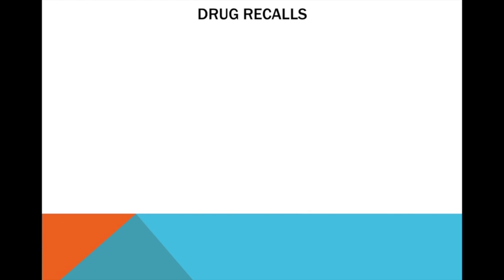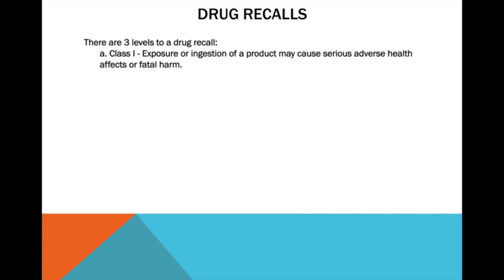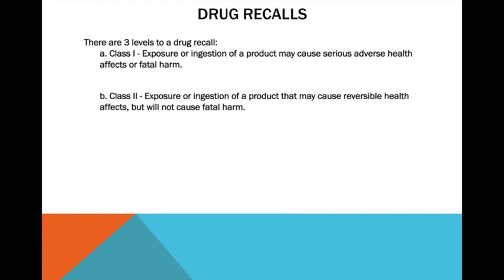Drug recalls. There are 3 levels to a drug recall. Now, this is going to be important. I do remember this being on a test, so I would recommend knowing these. Class 1 drug recall is the exposure or ingestion of a product that may cause serious adverse health effects or fatal harm. Class 2 is the exposure or ingestion of a product that may cause reversible health effects but will not cause fatal harm. Class 3 is the exposure or ingestion of a product that will not likely cause harm.